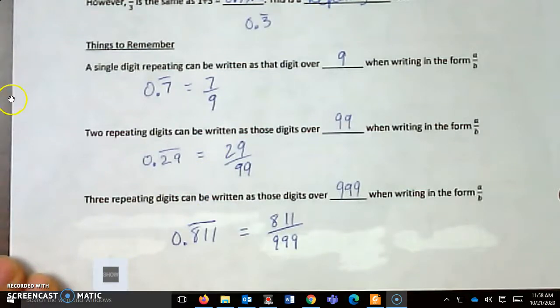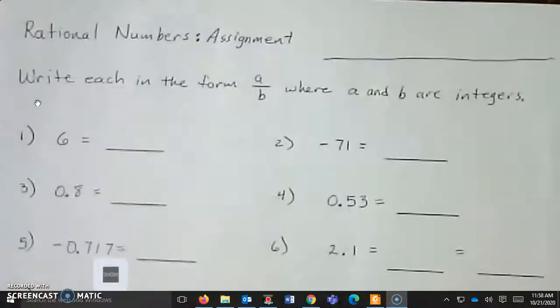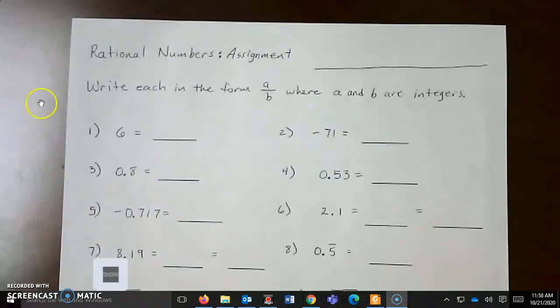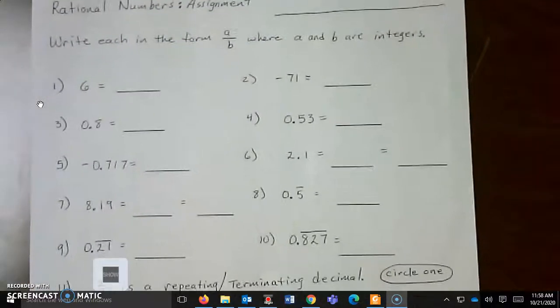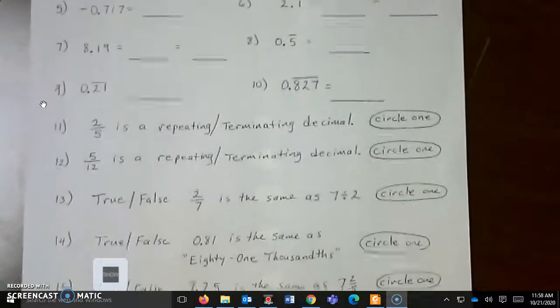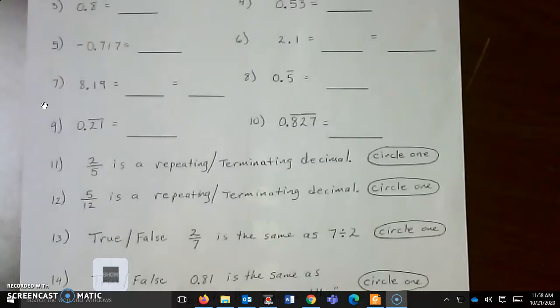So that's it. I know it's a little long, the notes rather, but I'm actually going to try to post those notes with the assignment. So you won't just have a video in this assignment, you will also have the notes. So the assignment looks like this. You'll write these in the form A over B, and just a couple, circle the answer, repeating or terminating, and some true false. The notes are much longer probably than the assignment.